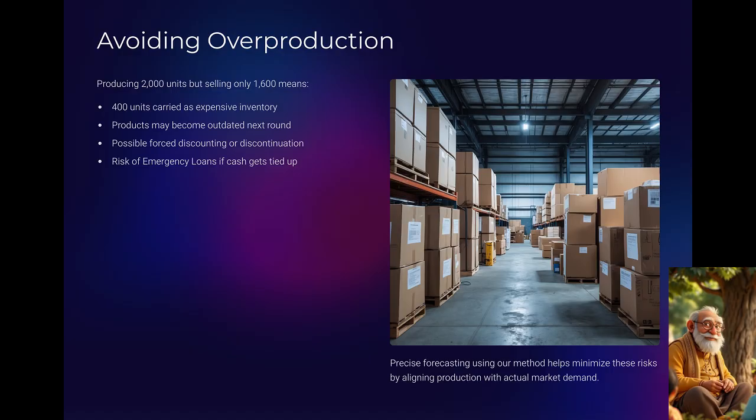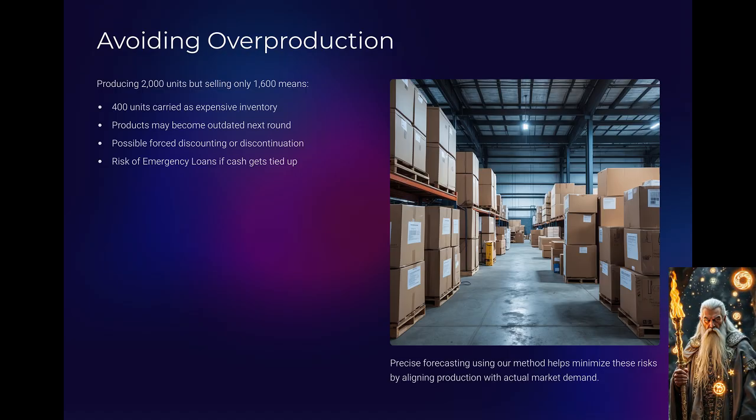Overproduction can also lead to emergency loans. If you produce too much and don't sell, your cash gets tied up in unsold inventory, which triggers negative cash flow. That's why precise forecasting is essential. The method we just went through helps minimize that risk.